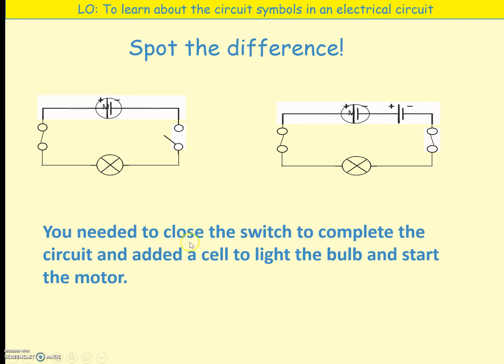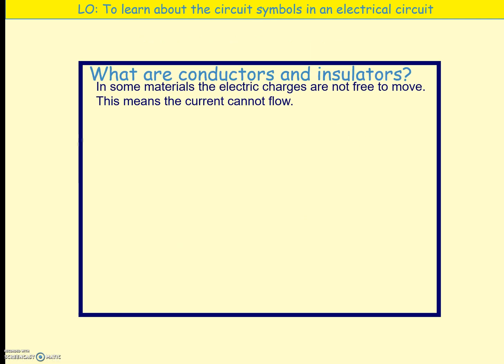Well done. You needed to close the switch. The switch is open here and it's closed here in order to complete the circuit, and we added a cell to light the bulb. There was no cell in this one, but we have got a cell here. So we needed a cell in order to light the bulb and to start the motor. Fantastic.